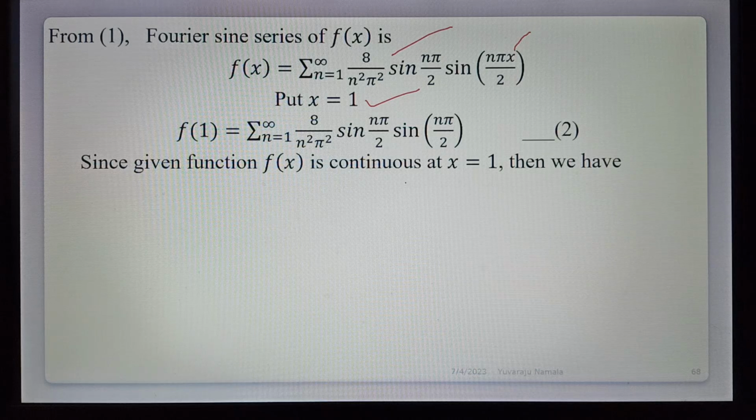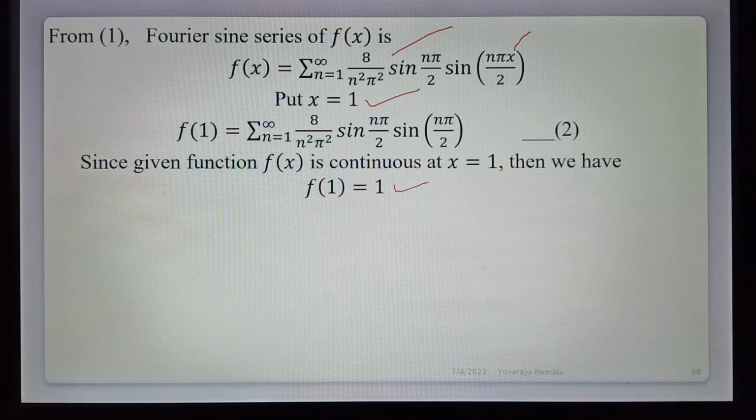Since the given function f of x is continuous at x is equal to 1, because left hand continuity and right hand continuity are both the same: left continuity is 1, right continuity is also 1, both are equal. So that is continuous. Then we have f of 1 is equal to 1.